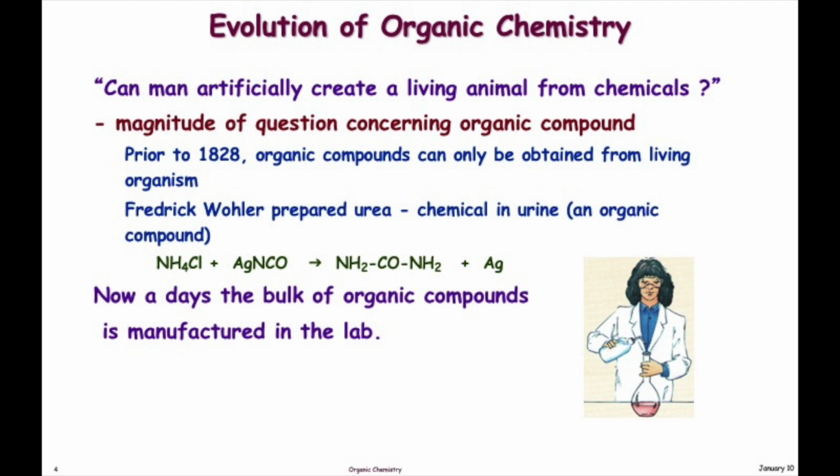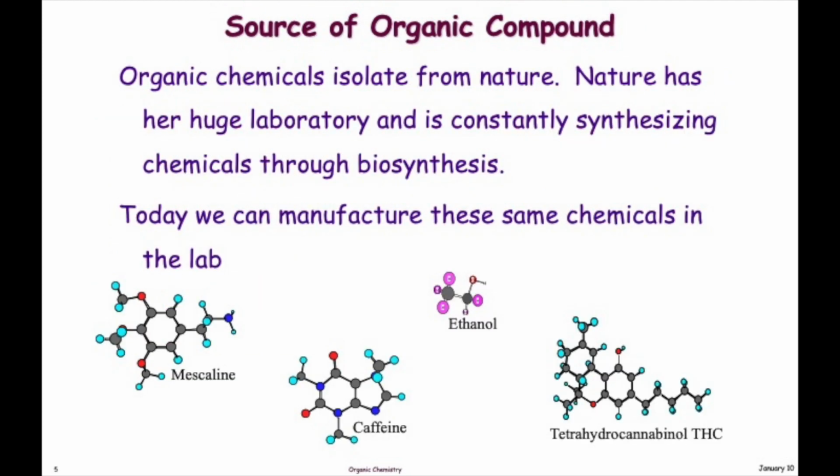He took ammonium chloride, silver cyanate, and he synthesized this chemical right here. This chemical is called urea, and urea is the active ingredient in urine. Okay, so just based on that synthesis, he was able to synthesize a chemical that a lot of us produce. Okay, and that started organic chemistry. People realized that these things can be made in the lab, and they started to make a lot of organic chemicals. You can make all of these in the lab.